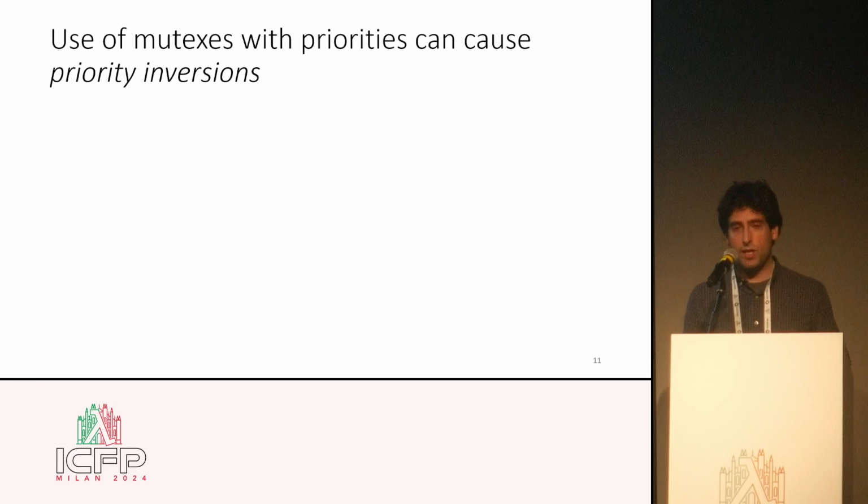OK, so as promised, I need to talk about mutexes. We have 2 kinds of global state in this web server example. We want to protect it with mutexes. We have priorities. What goes wrong?